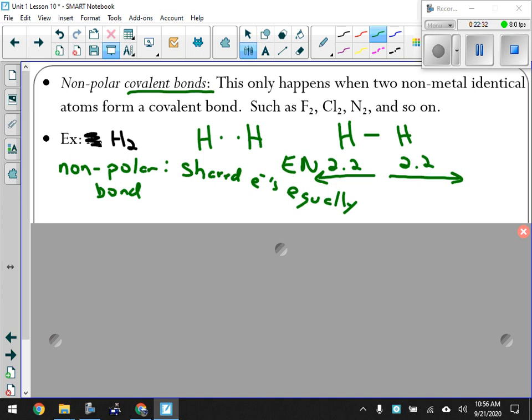Shared electrons equally. Okay, nonpolar means basically that they're going to share electrons equally. Covalent means sharing, yes? So we're sharing equally between the two. And that might not make a lot of sense yet, and that's okay. But after this next one, it should. Okay? Are we clear there?